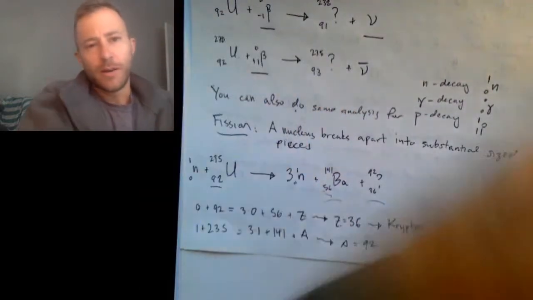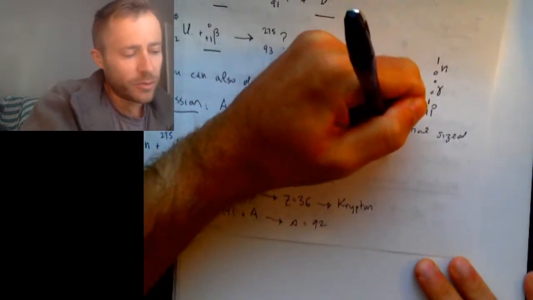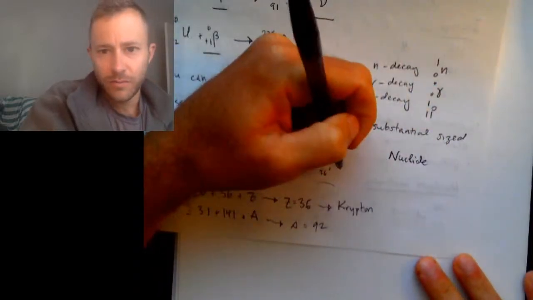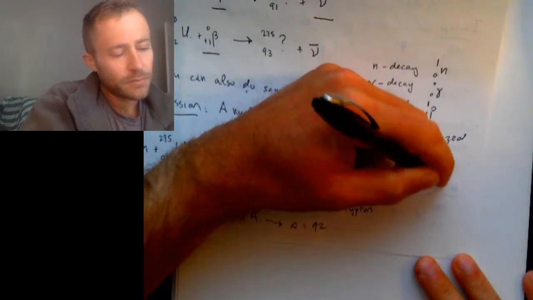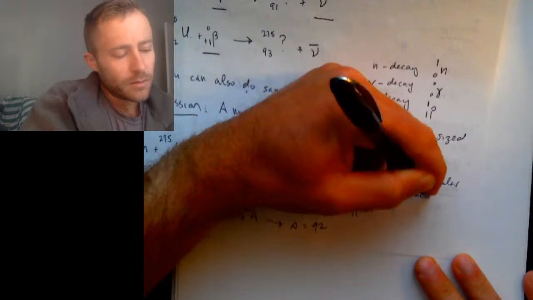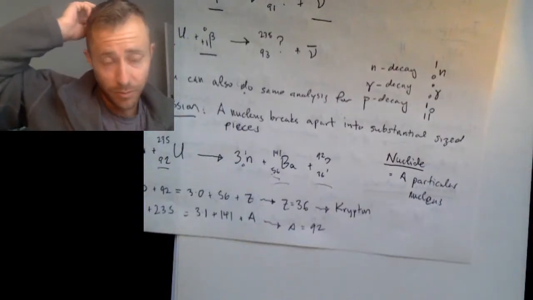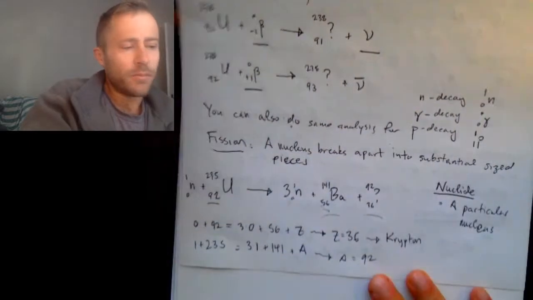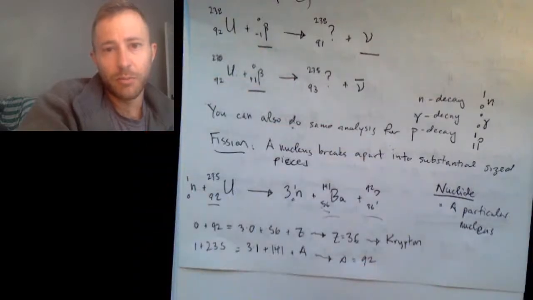I did want to just talk really briefly about another vocabulary term, which is called nuclide. A nuclide is just a particular nucleus. So sometimes you might hear me use the word nuclide, and that just means a particular nucleus. All right. So what was the objective for today's lesson? The objective is for you to be able to balance nuclear reactions.